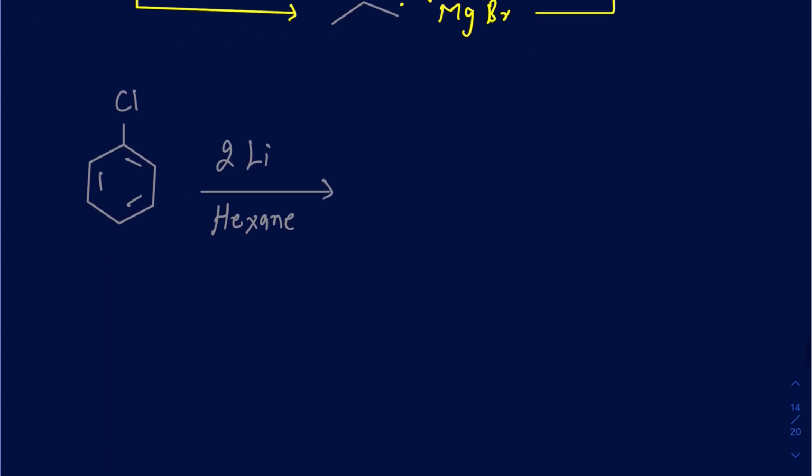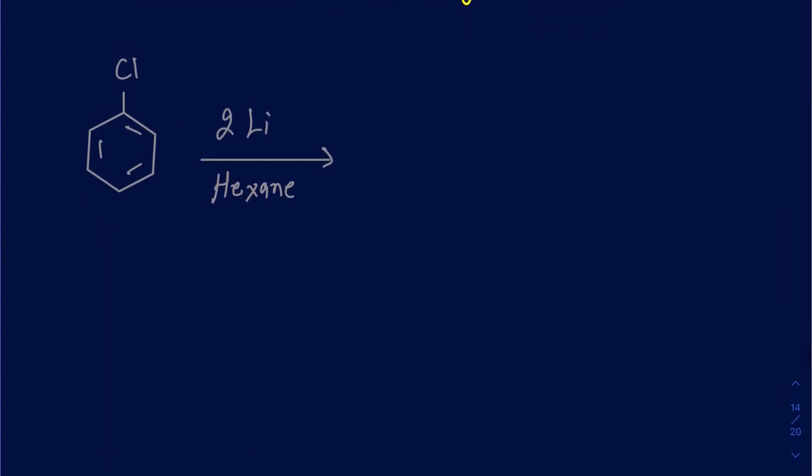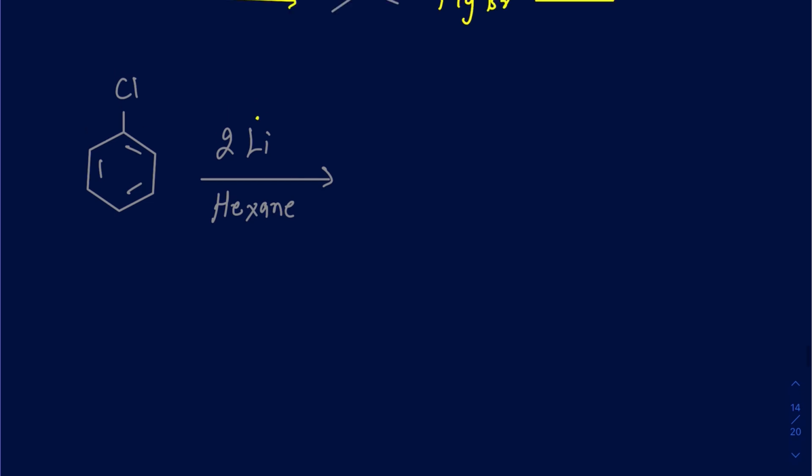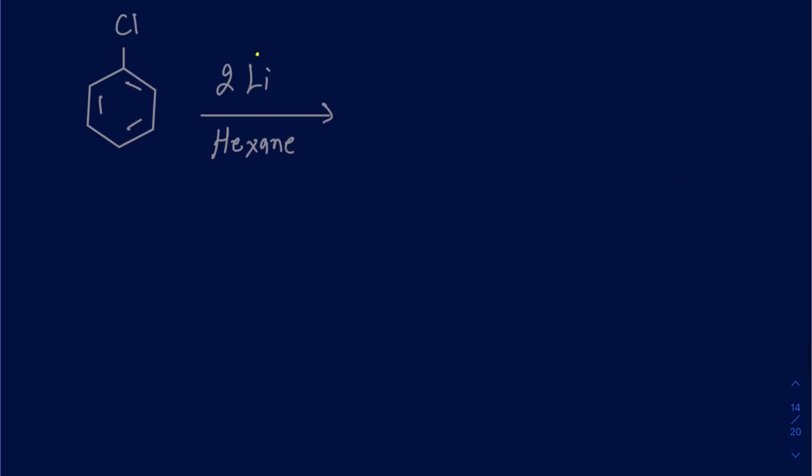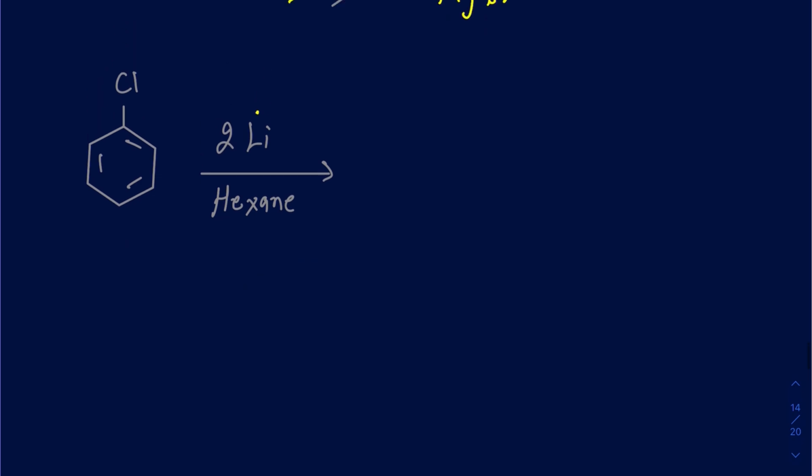So a very similar story with organolithium. In the case of organolithium, you're going to need 2 moles of lithium because lithium has only 1 valence electron. In the case of magnesium, you have 2 valence electrons, and 1 magnesium was good enough. But here you're going to need 2 lithiums. The mechanism is still going to be more or less very similar to one another.